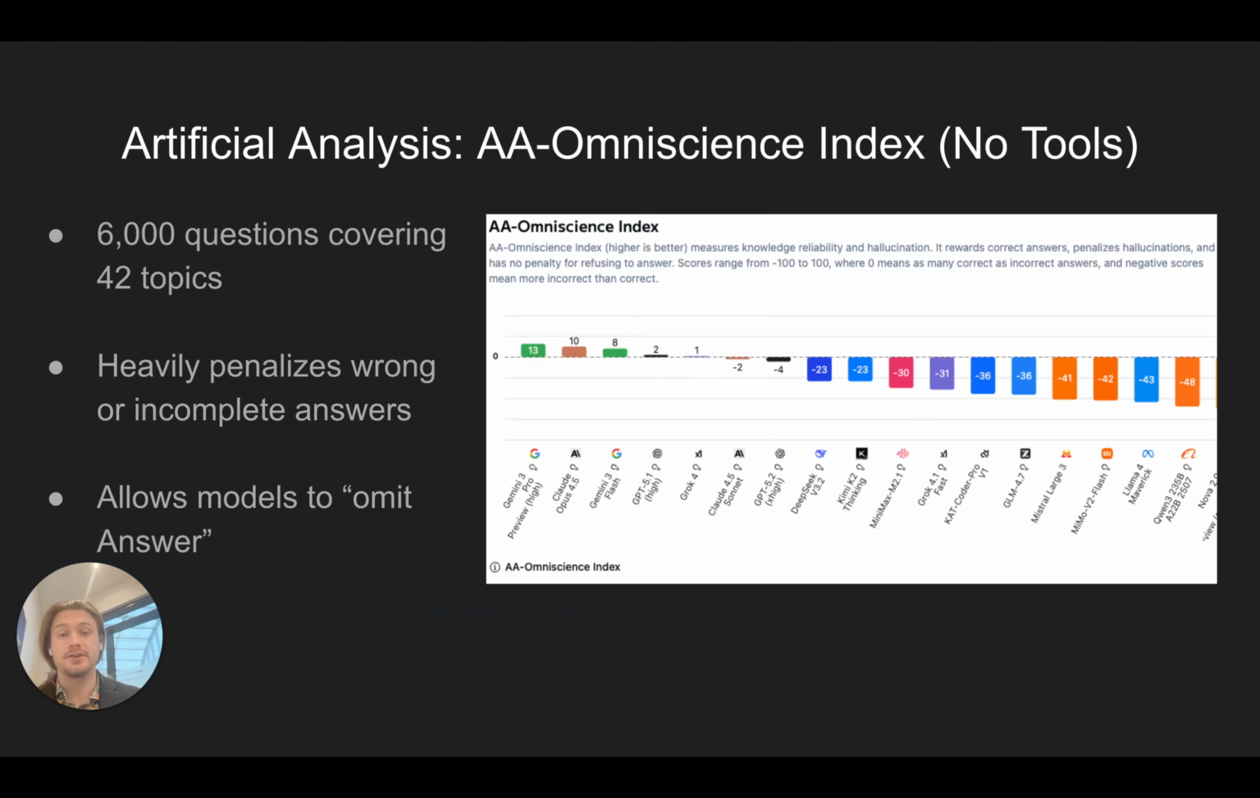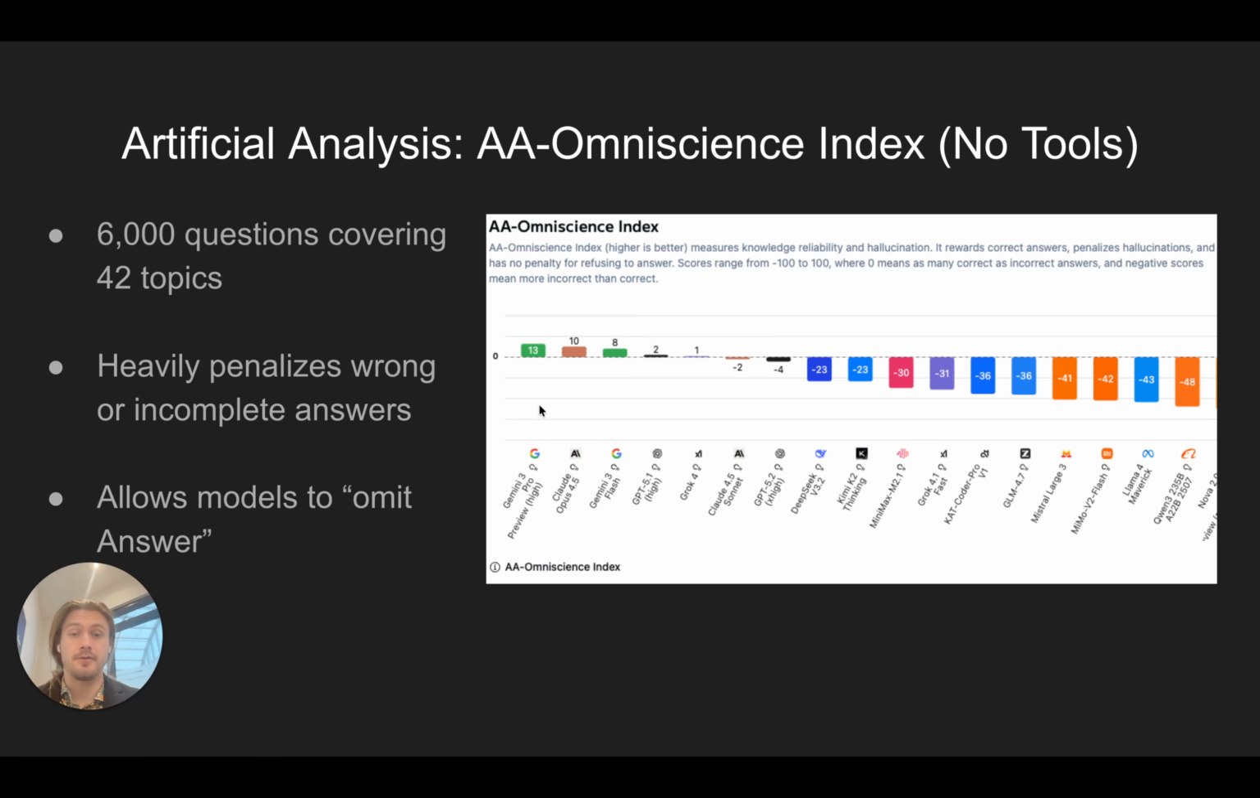Now, the very interesting one is the Artificial Analysis Omniscience Index. This is where we measure model performance on hallucinations, and it has 6,000 questions across many topics. And the cool thing about this, I think, is that it's heavily penalized for wrong answers or incomplete answers, and the models here are allowed to omit an answer. So we also test whether models know when they don't know the answer.